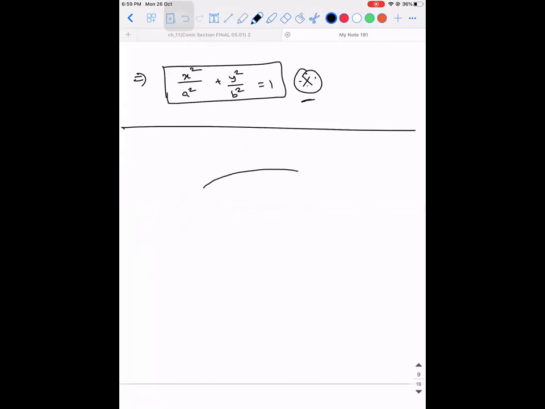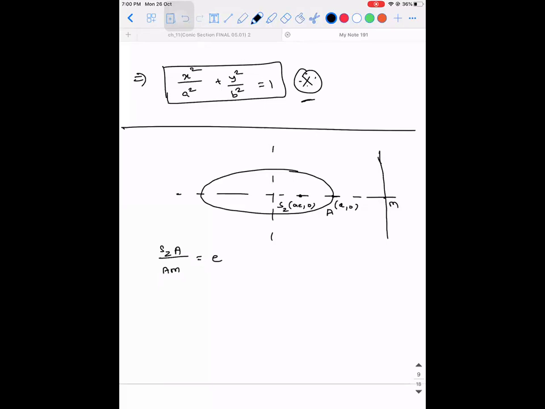So if you have an ellipse like this, if this point is a comma 0 and this point is a comma 0, then if I need to define a directrix, if I call this point S2, then according to the definition of eccentricity that I gave you, the general definition of eccentricity, what was it? S2A divided by AM should be e.